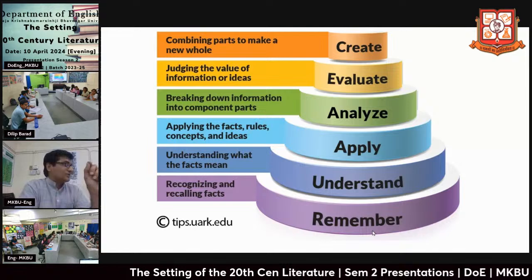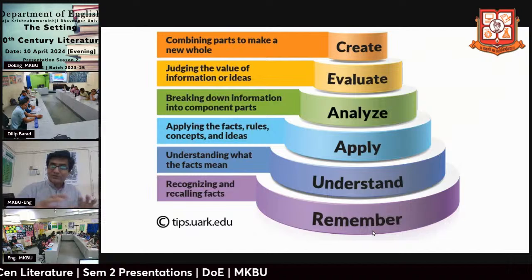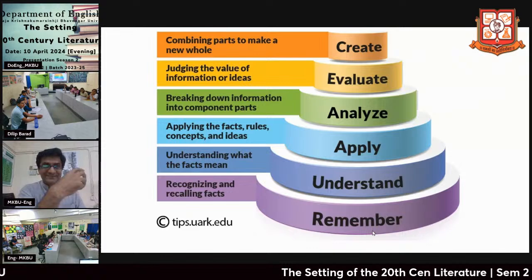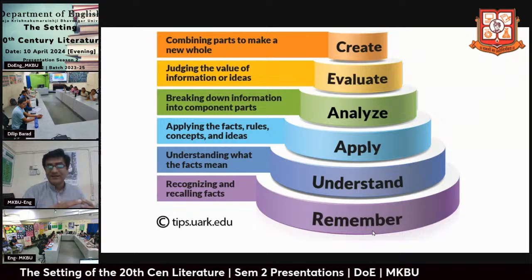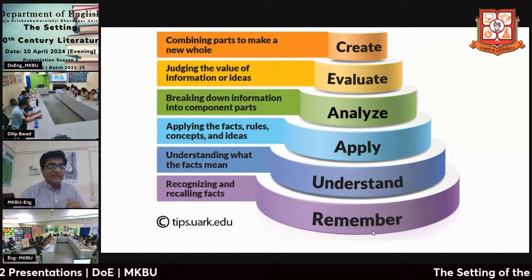So LOTS means so many people. HOTS are very few. Now people use the word "cool" for that. People used to say HOT, something that is selling like hot cake, much in demand. But LOTS are so many. Lower order, higher order thinking. So how do you climb that ladder? And all these markers, recognizing and recalling facts, which is necessary also.